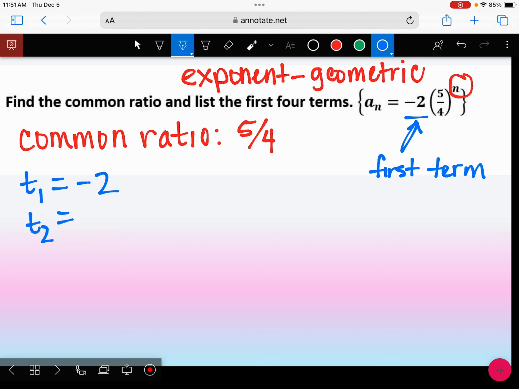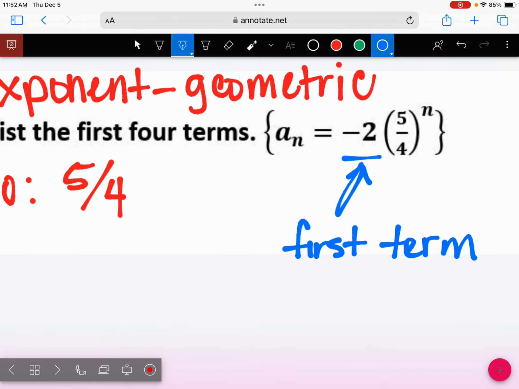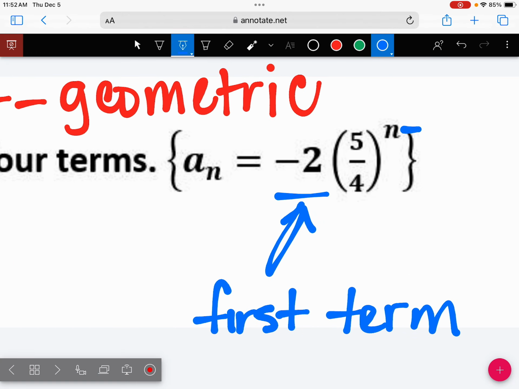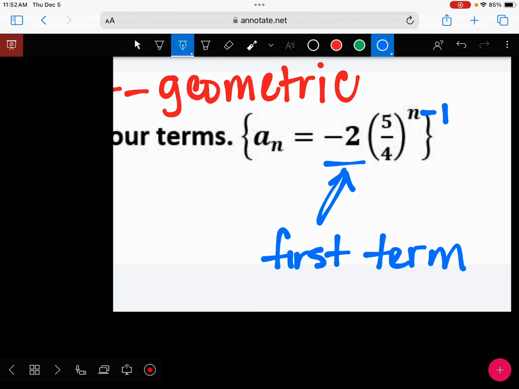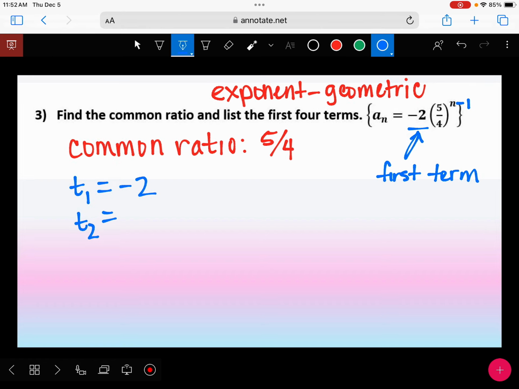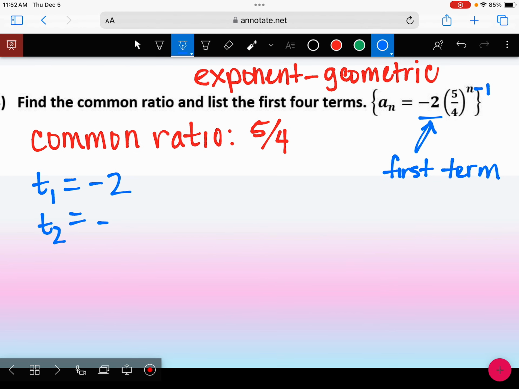But now to find T2, whenever the exponent only has an n, you would have to go down 1. I think that's a little bit confusing. So I think in order to make sure you don't miss this on the test next week, anytime you see an exponent, just make it n-1. So to find T2, you're going to take -2 and then 5/4 to the power of 2 minus 1.